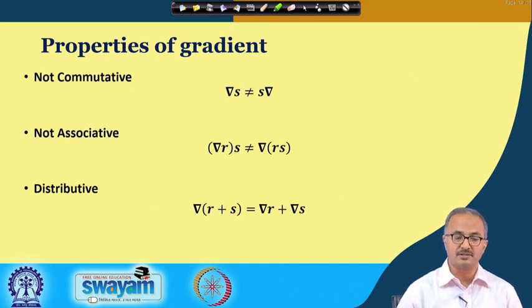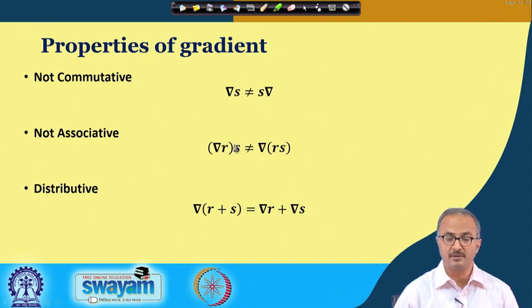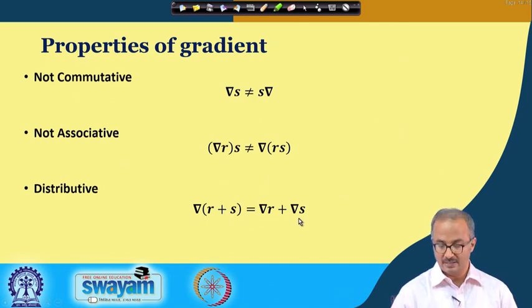Then we have the properties of this gradient. It is not commutative, that means nabla S is not equal to S nabla, and not associative, that means nabla R into S is not the same as nabla R times S. Then it is distributive: nabla (R plus S) is equal to nabla R plus nabla S.